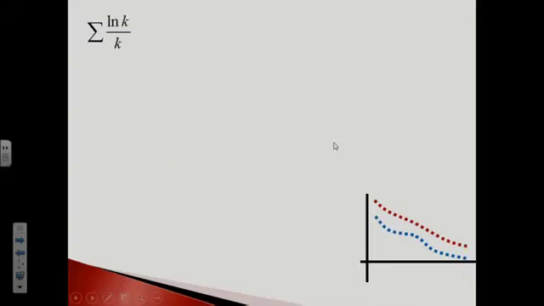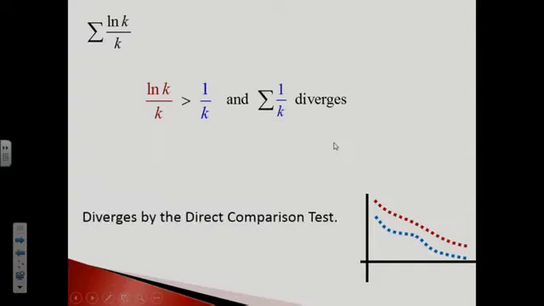So, smaller than a convergent series may not be convergent if the series are not non-negative. Test the series sigma ln k divided by k for convergence. We have ln k divided by k is greater than 1 divided by k for k greater than or equal to 3. And sigma 1 divided by k diverges because it is the harmonic series. So the direct comparison test tells us the given series must diverge.